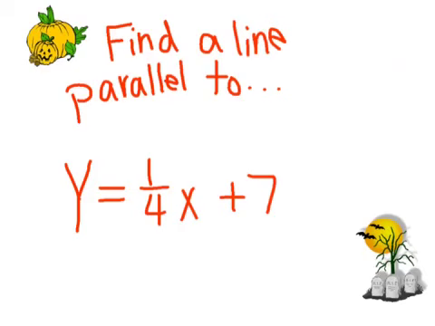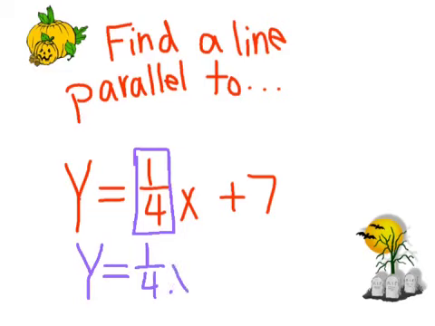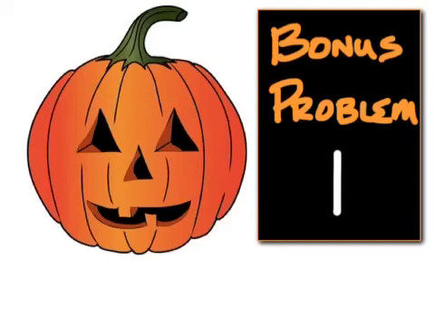Practice problem number 1. Find a line parallel to y is equal to 1/4 x plus 7. To do that, we're looking at our slope. The slopes need to be the same, so we need to have y is equal to 1/4 x plus any number in this box right here.